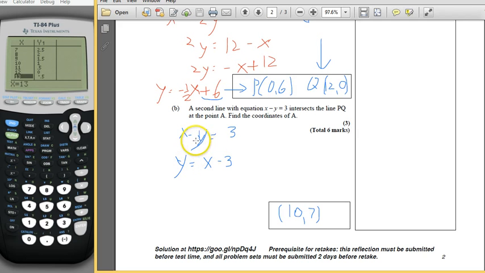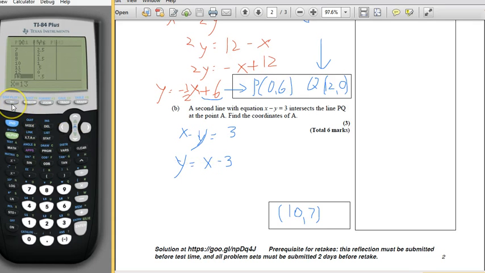Okay, so for example, if you add y to both sides, then y is going to appear here. It's going to disappear here. Subtract 3 from both sides. This is going to disappear, and it's going to be x minus 3 on this side. So that's how you get y equals x minus 3. Okay, once you have y equals x minus 3, then you put your second equation, x minus 3, here. X minus 3. Okay? And then we're going to graph both.